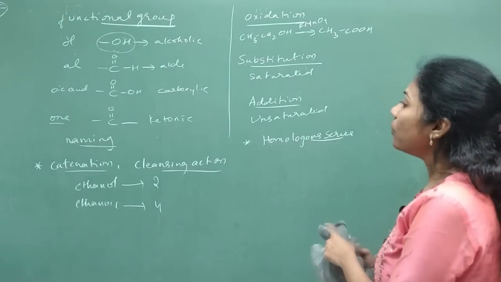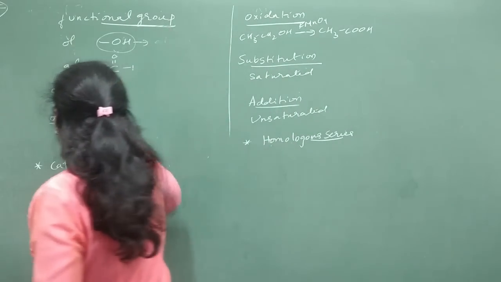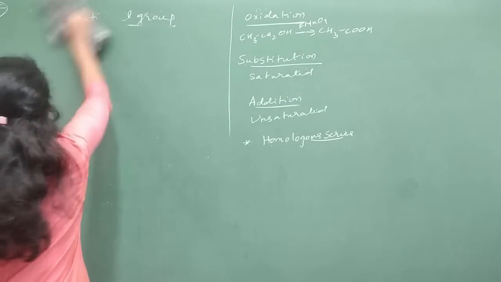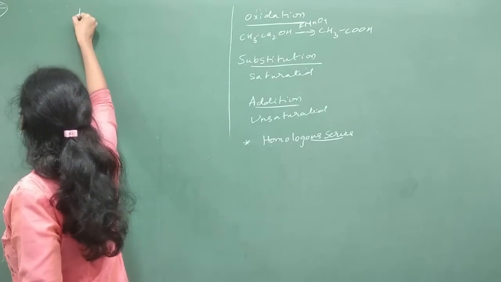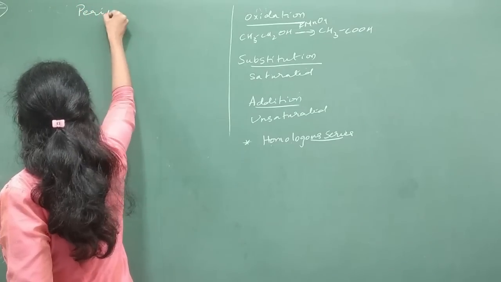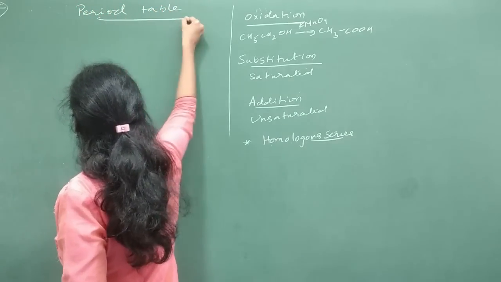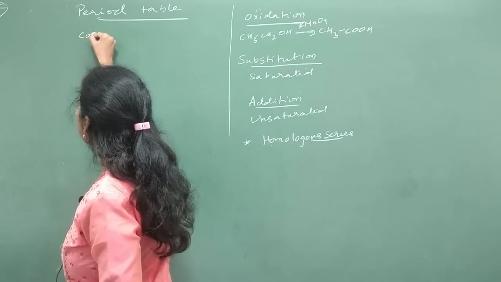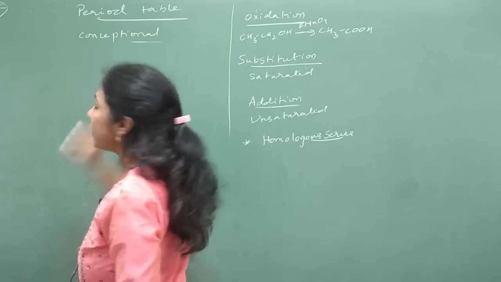Okay, so now let us talk about periodic classification of elements. See, periodic classification of elements is a very simple chapter. You can expect a 4-mark question from this particular chapter, the periodic table chapter. Okay, and all these questions will be conceptual. You should completely have an idea about the periodic table.